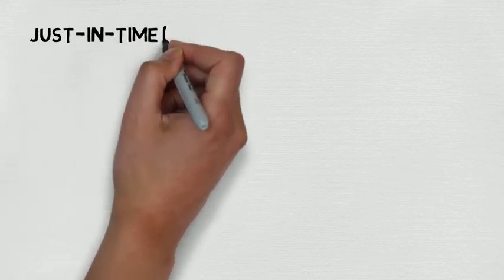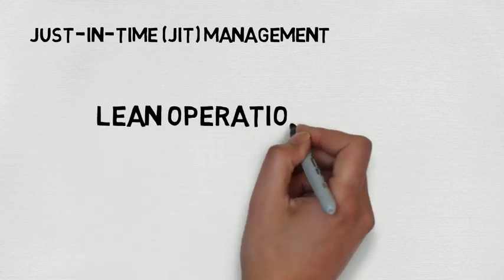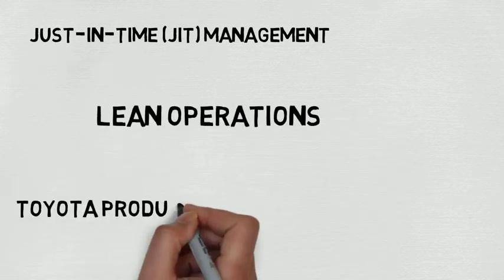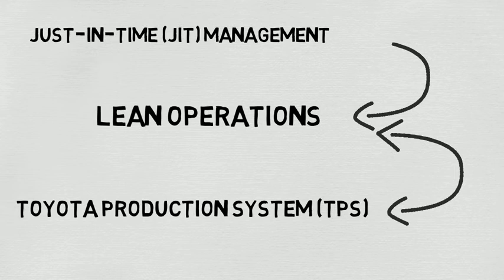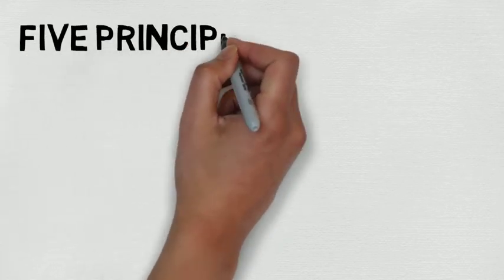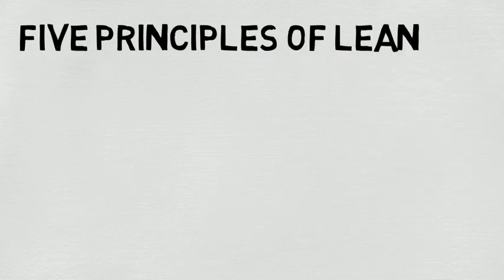In this video, you will hear 3 terms used: just-in-time, lean operating systems, Toyota production systems. Keep in mind that in this video, we will use them interchangeably. While there are vague differences between them, each one builds on another, and thus we will use them to describe several principles. These principles we will refer to as the 5 principles of lean.